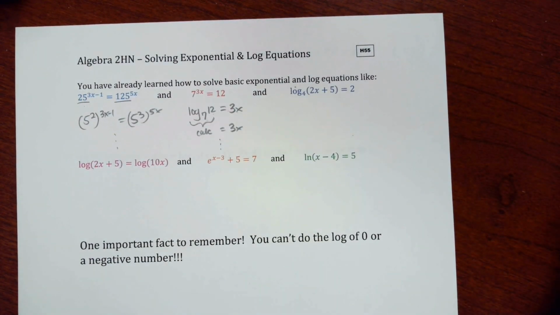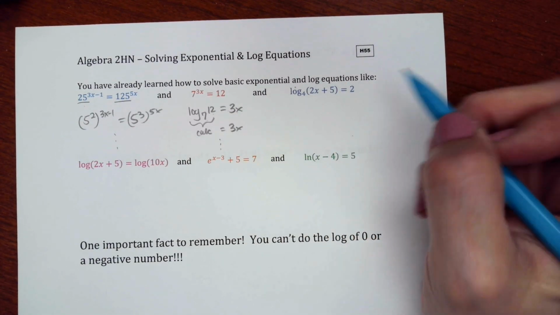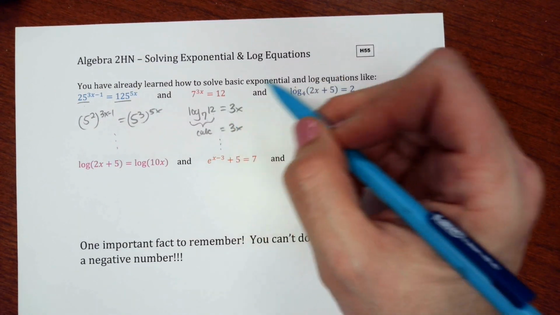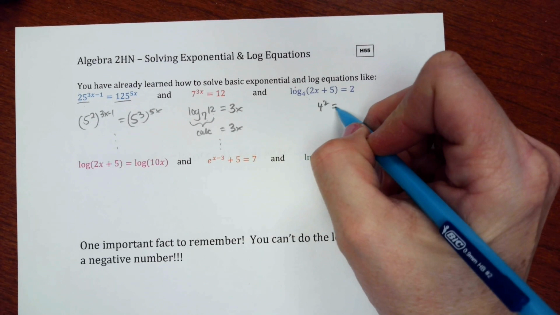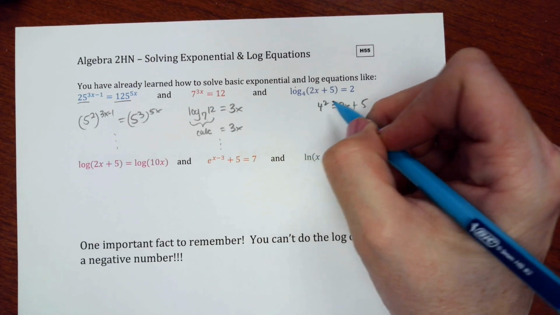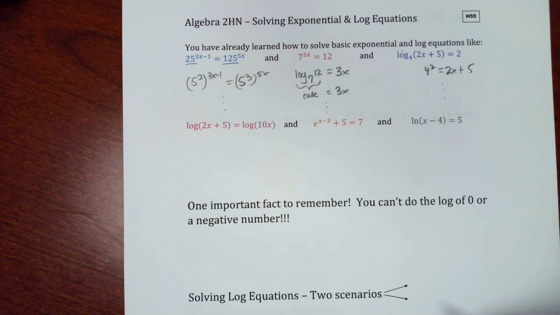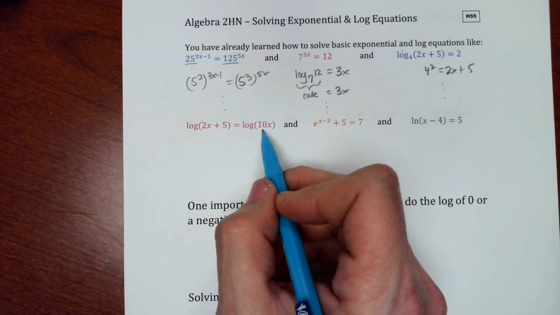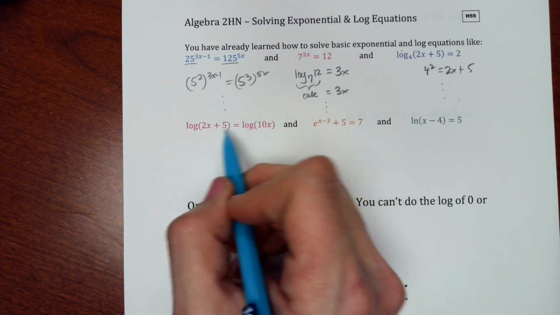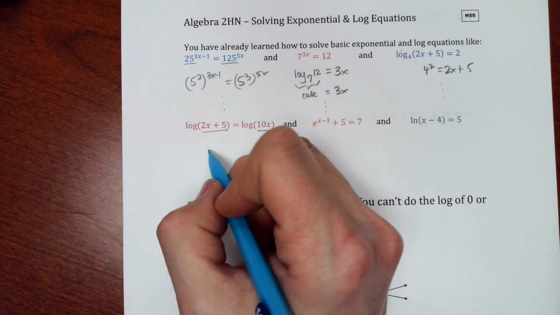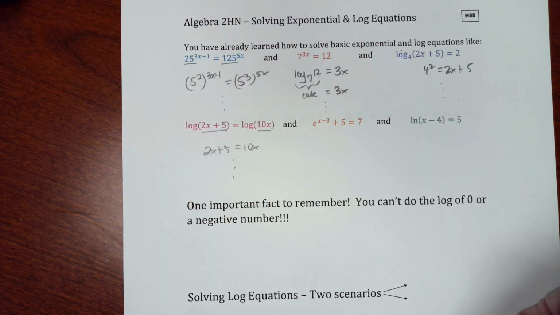All right, over here, you have a log equation equal to a number. So just like we changed an exponent to a log, I can change a log to an exponent. So I would write 4 squared has to equal 2x plus 5. And 4 squared is 16, so then I would just keep solving that for x. Over here, I have a log equal to another log. So basically, if I have a log equal to a log, I would know that the logs match, so I need this to equal that. All right, so 2x plus 5 has to equal 10x, and I would just continue and solve that.